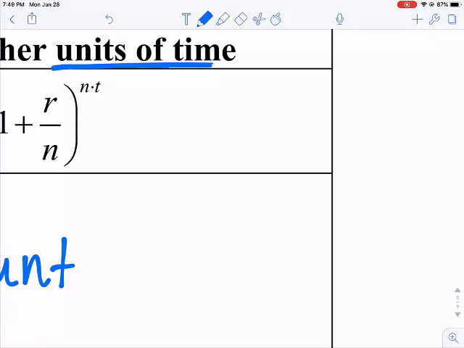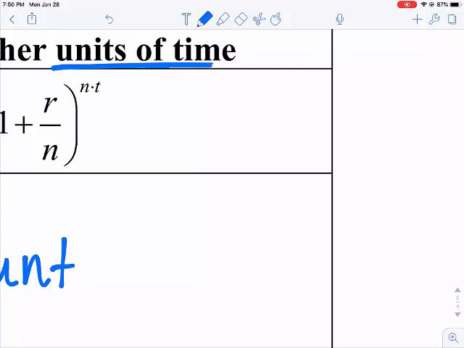So if you were to walk into the bank on January 1st and say, I'd like to put this amount of money in the bank, here's my money, and they say, okay, we compound the interest quarterly. That means 4 times a year we're going to give you interest. So the first time we give you interest, it's going to be on April 1st. That's after 3 months have passed. And the second time we're going to give you interest, it's going to be on July 1st. That means that 6 months have passed.